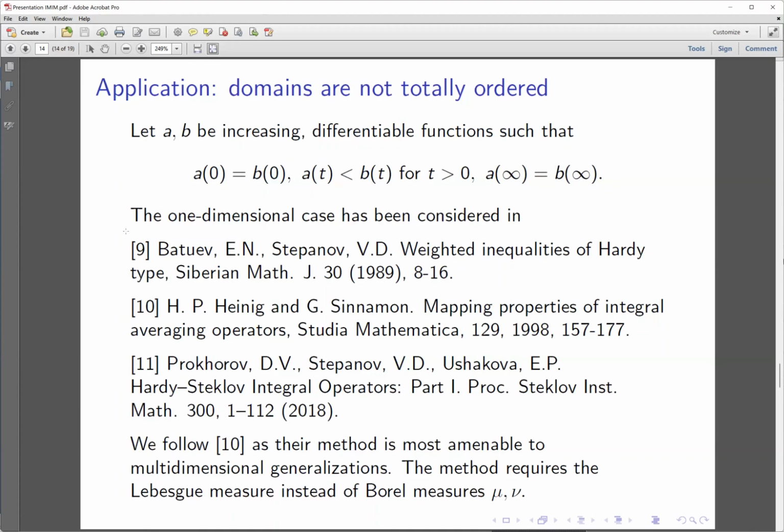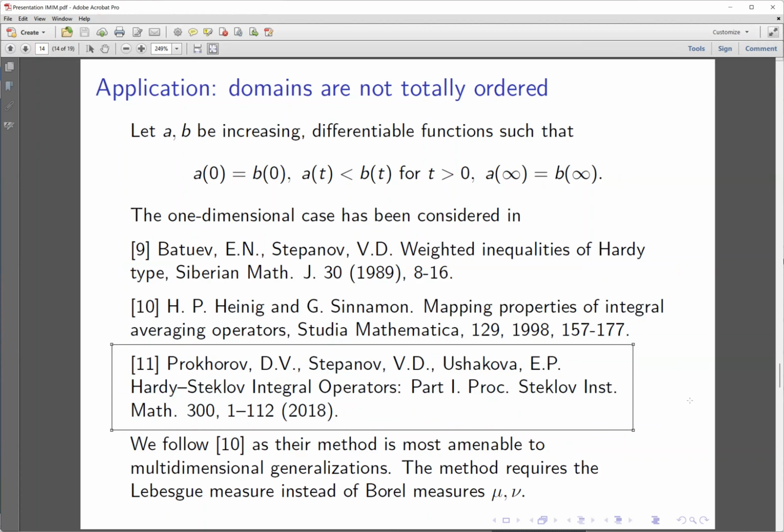So the first to consider this were these two guys, Batuev and Stepanov. Stepanov is a well-known specialist in the theory of integral operators. Batuev looks like he was his PhD student, so they obtained this result. Then it was improved by Heinig and Sinnemann, and a different approach was suggested in this more recent paper by Prokhorov, Stepanov, and Ushakova. It was published in 2018.